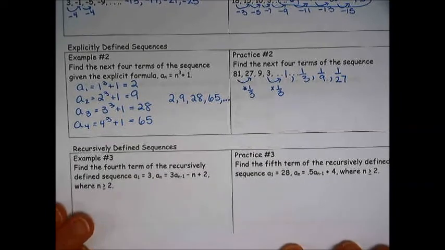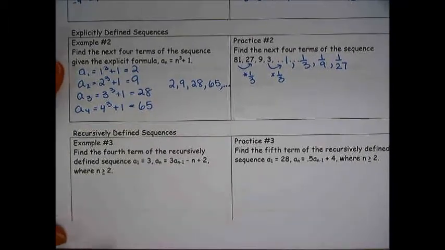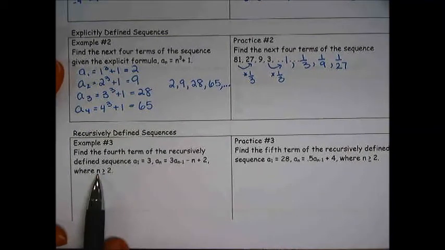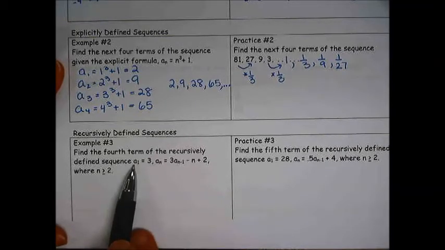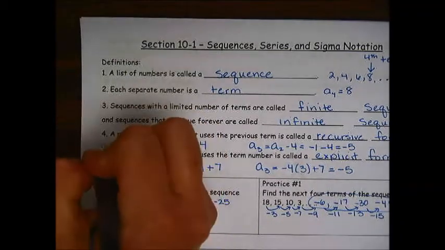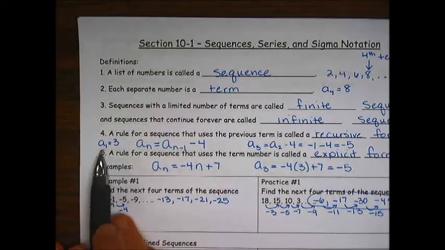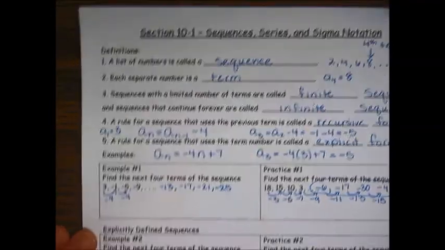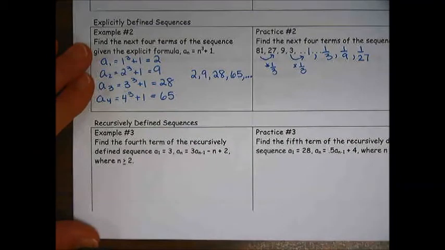Final example on the page, recursively defined sequences. These are going to be the ones that use the term before. This pattern cannot start until n is greater than or equal to 2. So it tells me, as most recursive formulas do, and I should have included that in the notes up above, it tells you your first term. So we should have said a sub 1 equals 3 in that example above, because you always need a starting value for a recursive formula. In this recursive formula, it tells us that the first term is 3.